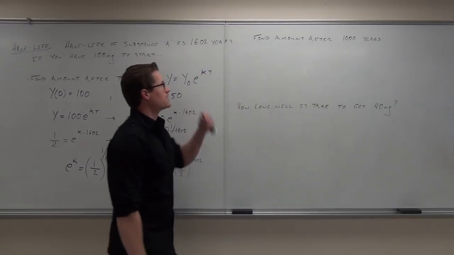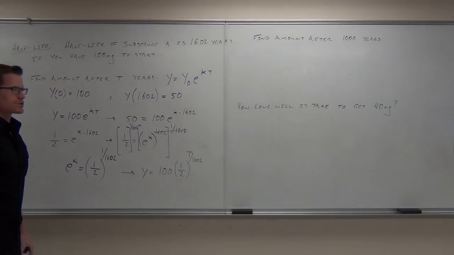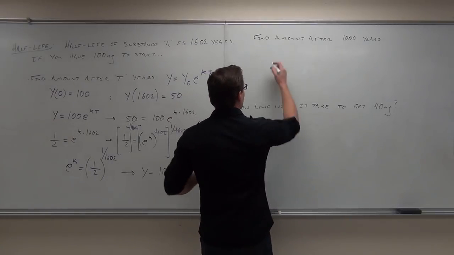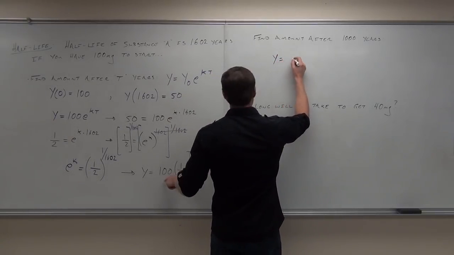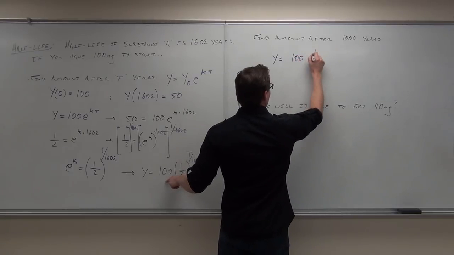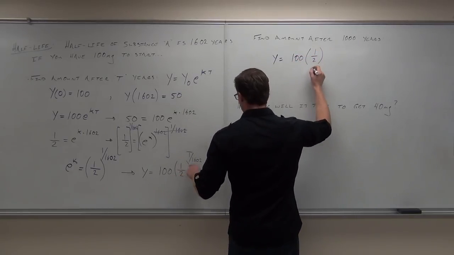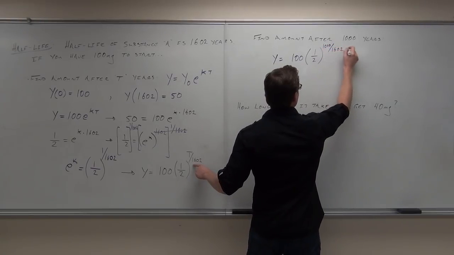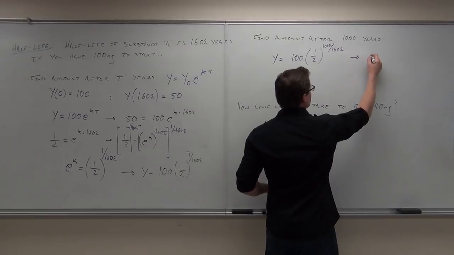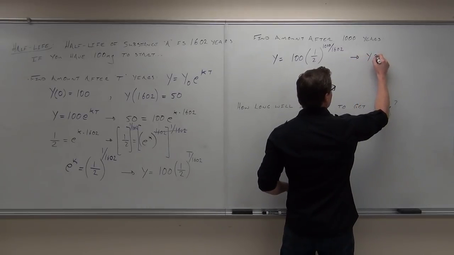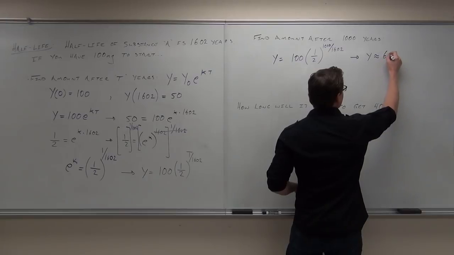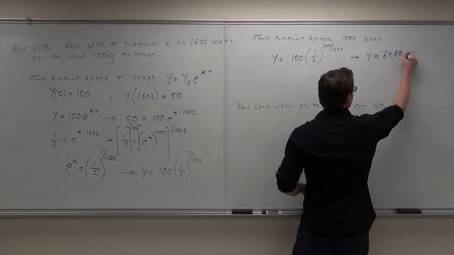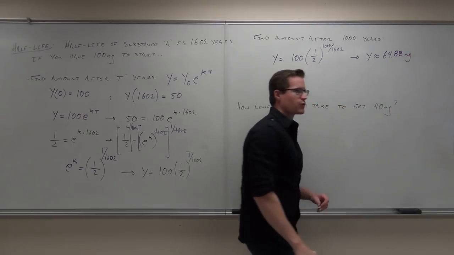If I want to find the amount after 1,000 years, use our model. Where's the 1,000 go? In the t. So we're going to have y equals 100, which doesn't change, 1/2 doesn't change. We're going to have 1,000 over 1,602. And someone who's really quick with a calculator, 64.88 milligrams. 64 point what? 88. Sure, 64.8. That sounds about right.